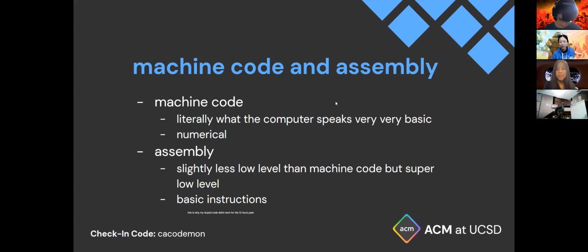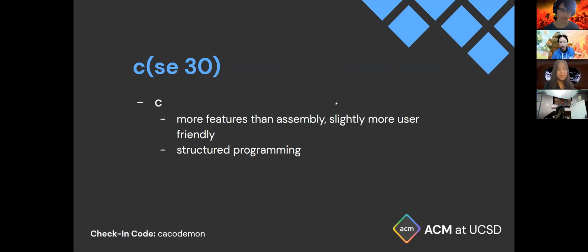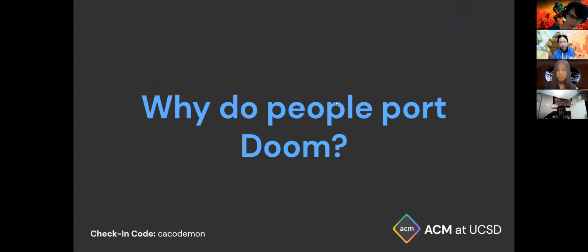Assembly is super low level with basic instructions. And then next up we have C. C is structured programming and has a lot more features than assembly, and it's more user friendly. This is what Doom was originally written in, with some of the functions written in assembly as well. This is kind of why Doom is really easy to port. It's one of the reasons, because it's written in a low-level language that can be ported to multiple devices that support those languages.